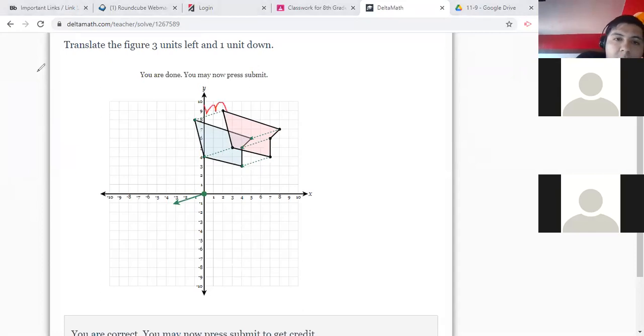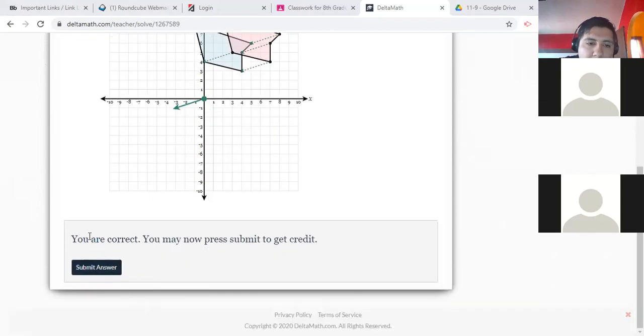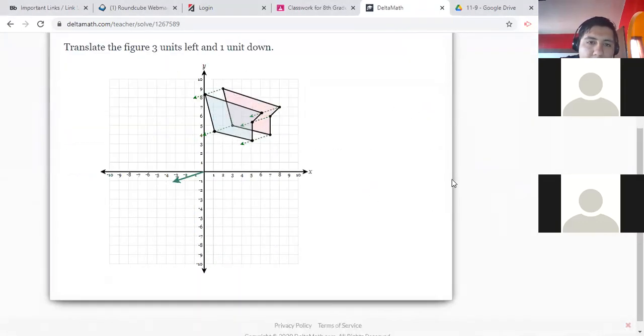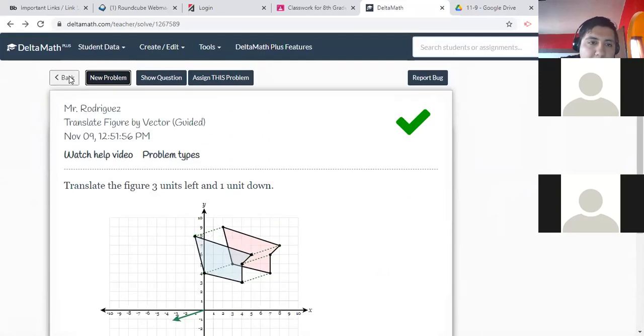So 1, 2, 3, and 1. Each point is the same, 1, 2, 3, and 1. Okay. So all you have to do is make sure that you put all the arrows where they belong, and then you should just submit it to get the credit for it. That makes sense?